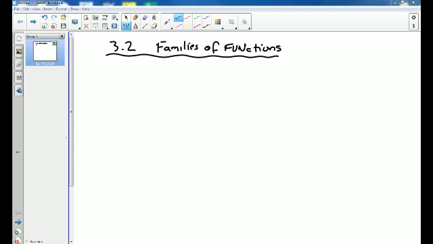So basically what we're looking at is parent functions and child functions. That's what we call it, families.